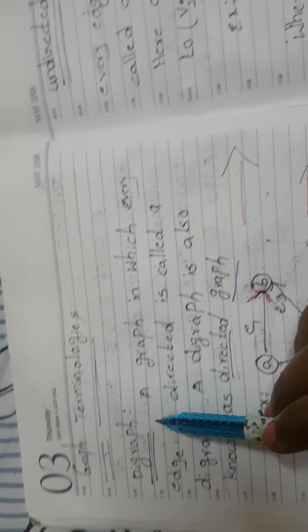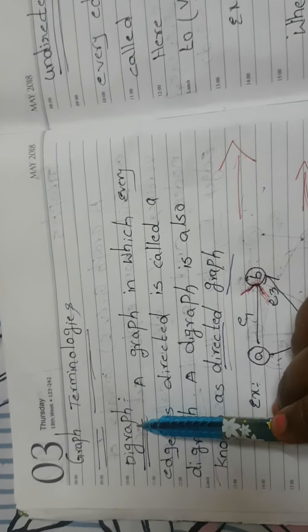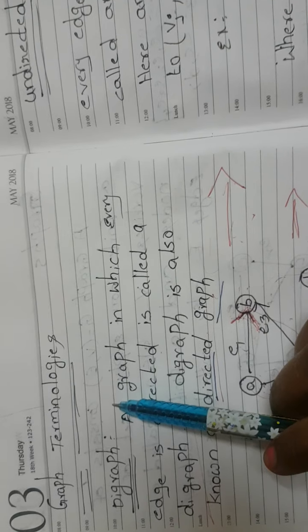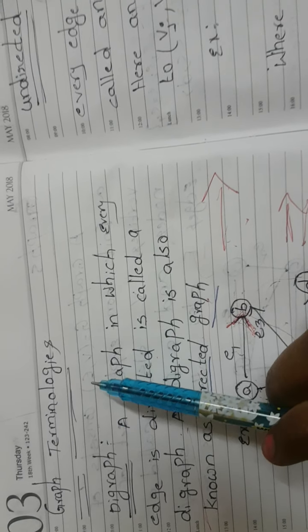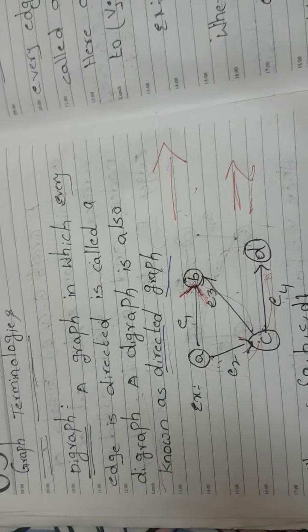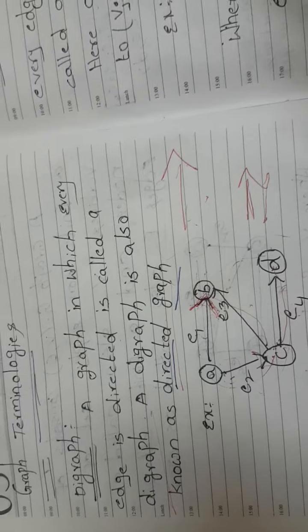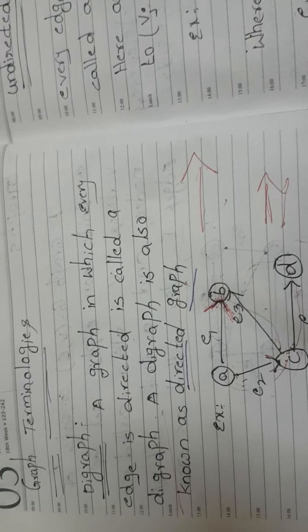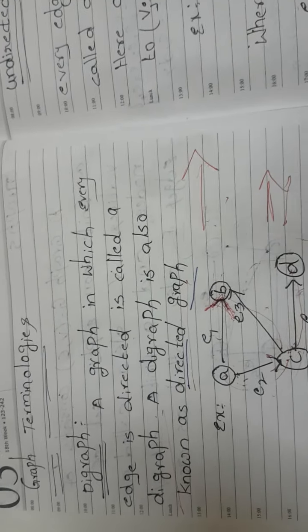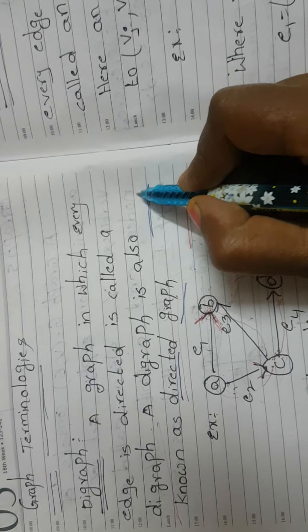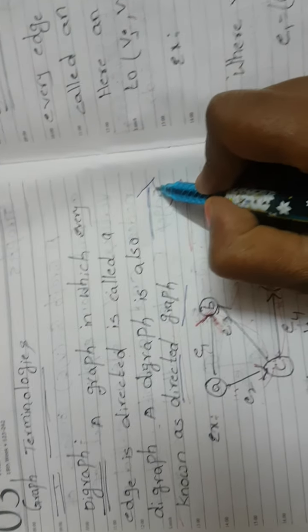Especially the digraph. A digraph is nothing but a directed graph. A digraph is also known as a directed graph: a graph in which every edge is directed. An edge, or arc, that is directed is called a digraph. For the symbol, just draw a line with an arrow mark; this is a directed graph.